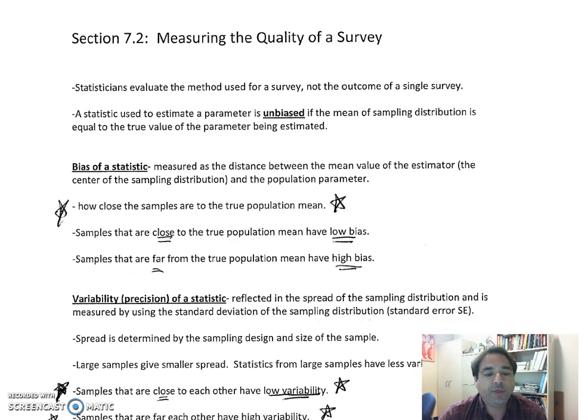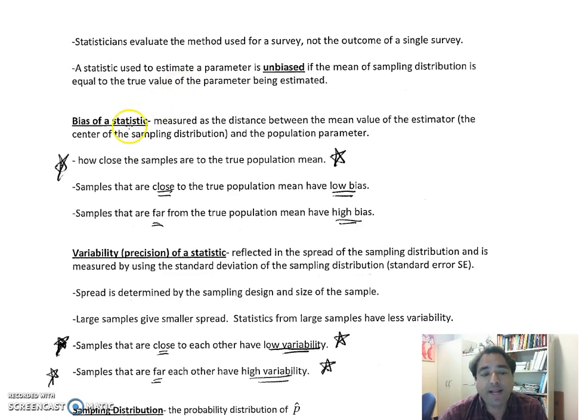And two big things we want to talk about when doing a survey are bias of a statistic and the variability of a statistic. Now, these are two totally different topics, and they get confused a lot. So, the bias of a statistic is how close the samples are to the true population mean. If the samples are close to the true population mean, they have low bias. If the samples are far from the true population mean, they have high bias.